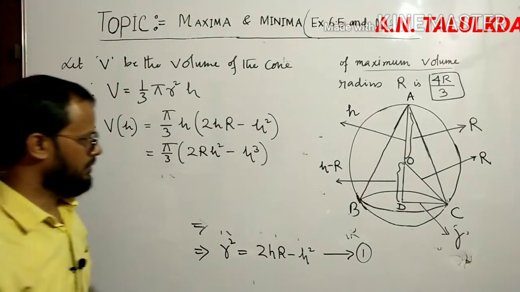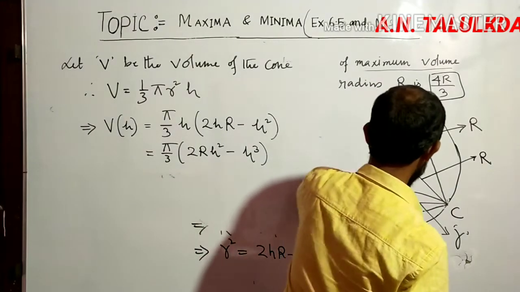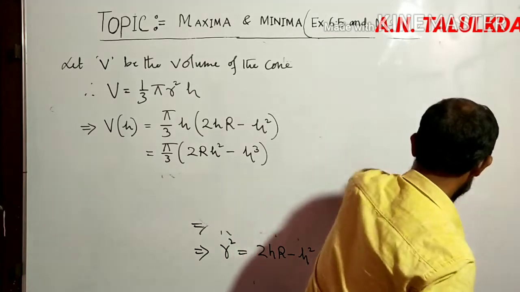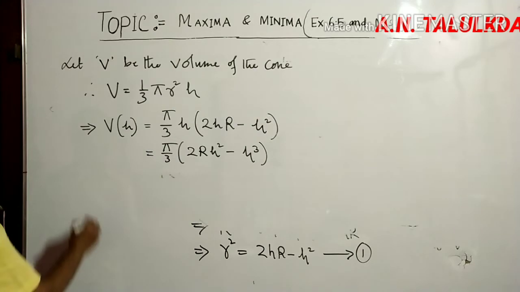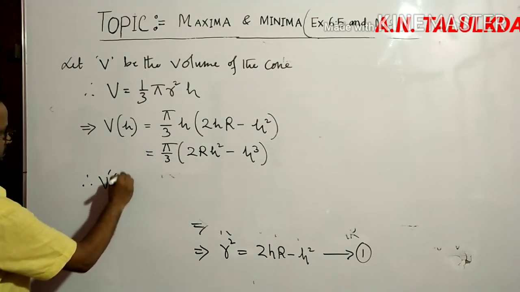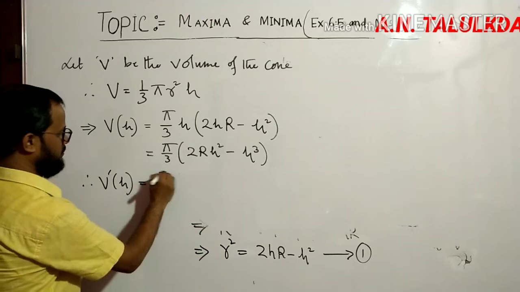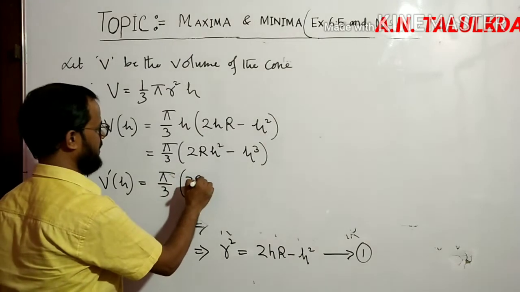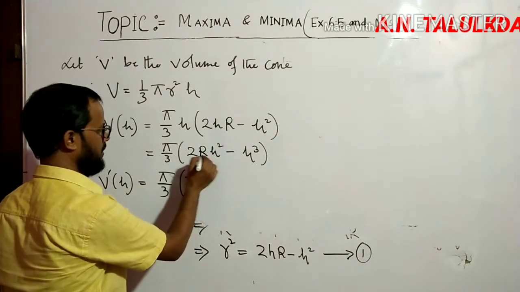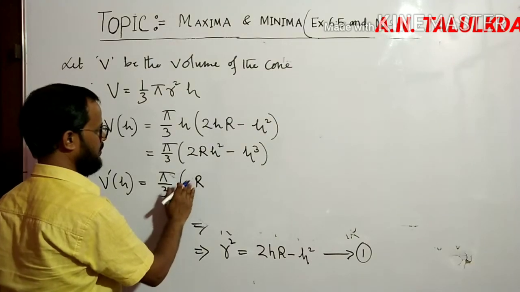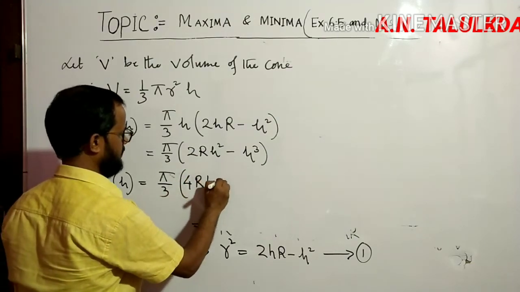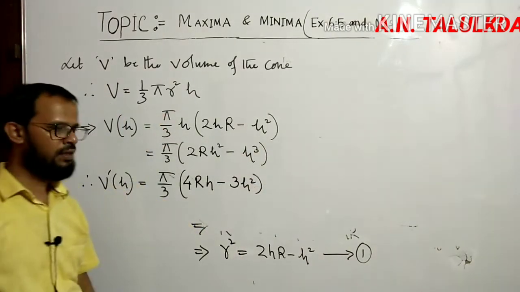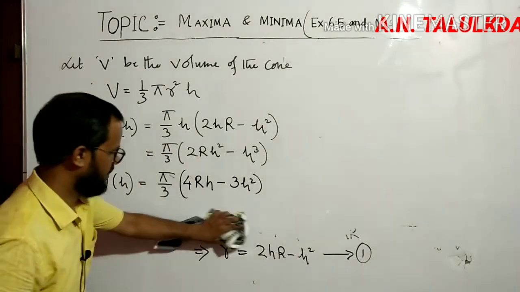Now the figure is not required, so we delete this figure, that part is over. Now find B dash H, that means take the derivative with respect to H. Twice R is a constant quantity, so twice R stays outside. What is the derivative of H square? 2H. 2 into 2 means 4, so 4RH, minus the derivative of H cube, which is 3H square. Okay. Now also find the second order derivative.